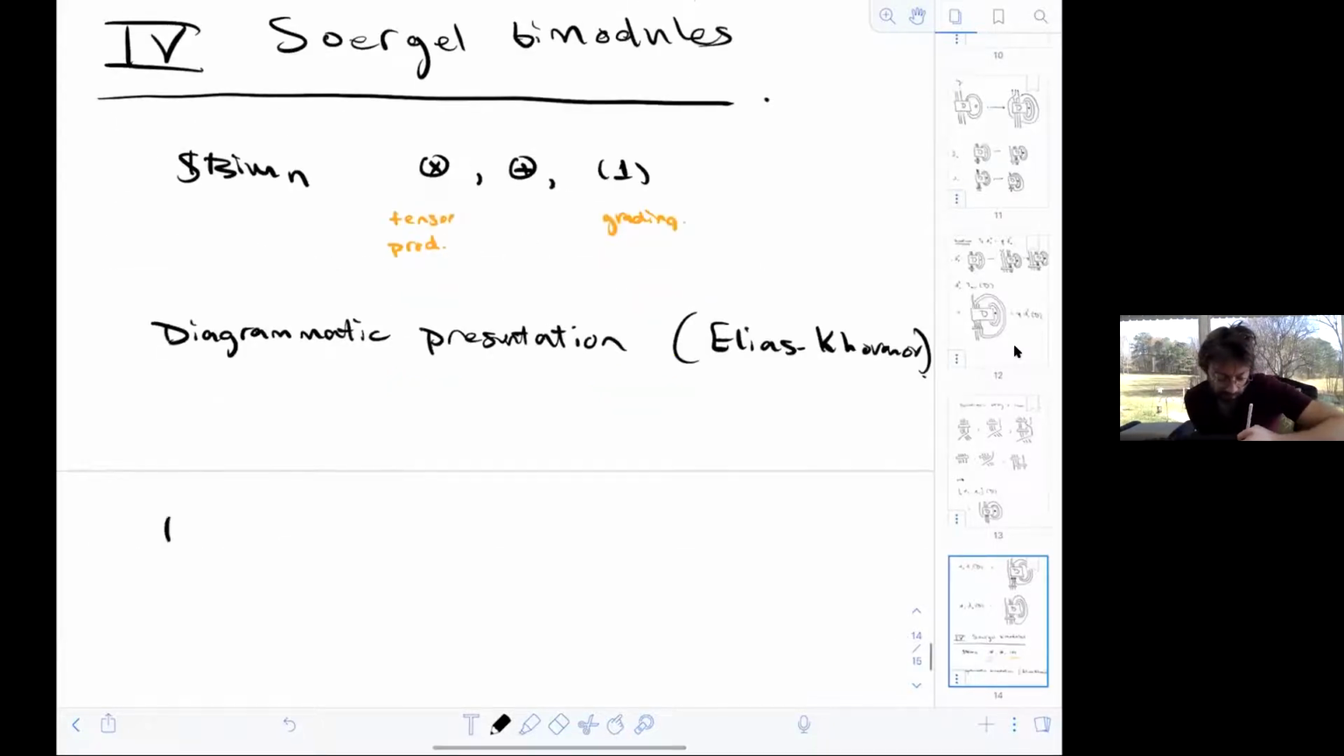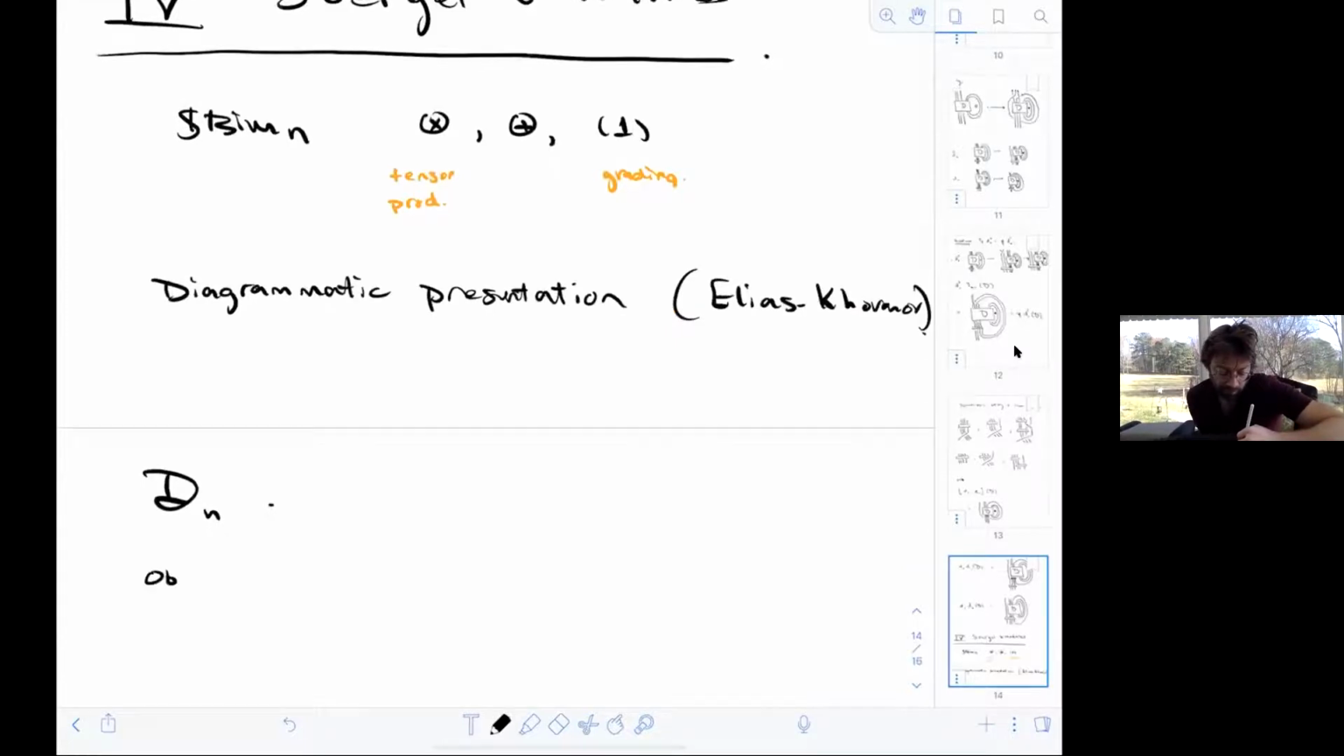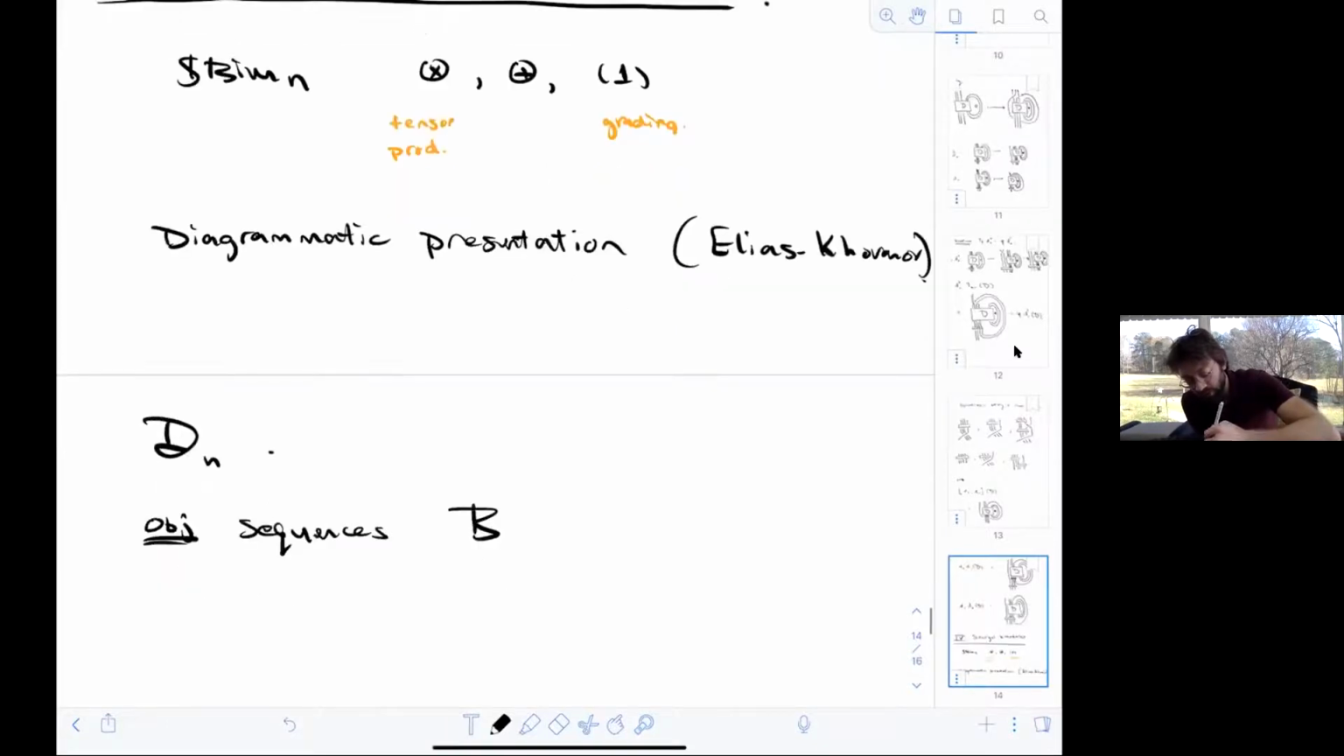So there's this diagrammatic version of the category of Soergel bimodules. The objects are sequences. So there's sort of formal things called Bott-Samuelson sequences. So you take, let me write it this way.